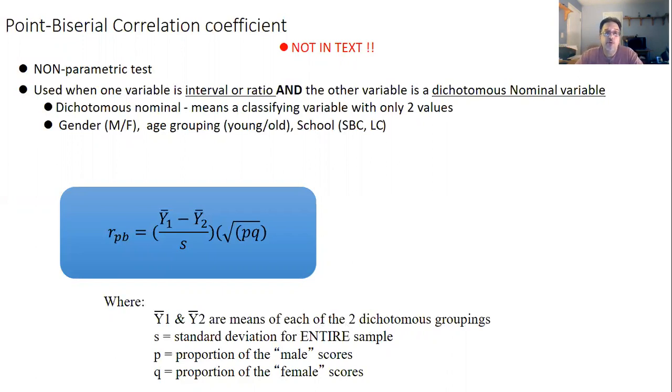P is the proportion of the male scores, Q is the proportion of the female scores. We'll get to that later. For this moment, it's a simple thing at the very end. We'll deal with it at the end.